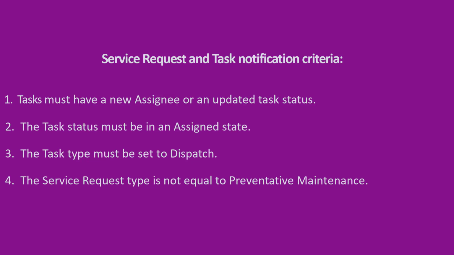For notifications to be sent, the service request and task must meet the following criteria. 1. The task must have a new assignee or an updated task status. 2. The task status must be in an assigned state. 3. The task type must be set to dispatch. And finally, the service request type is not equal to preventative maintenance.